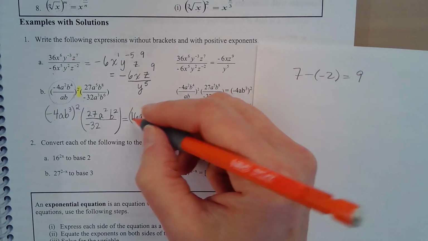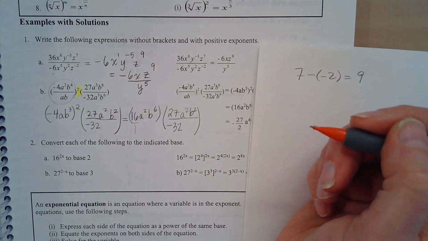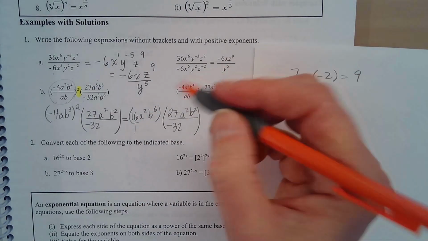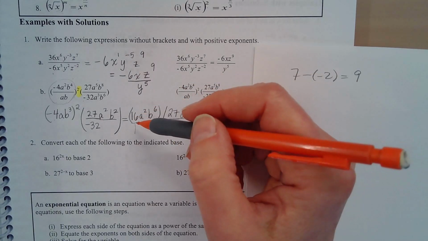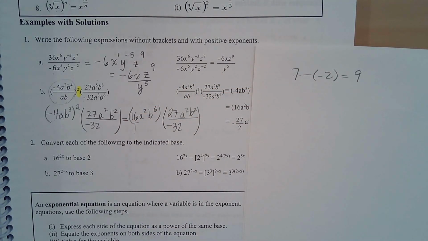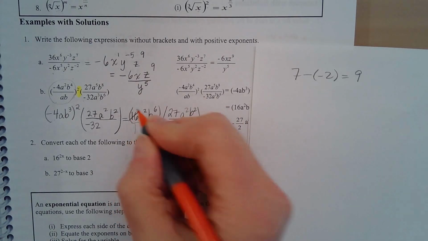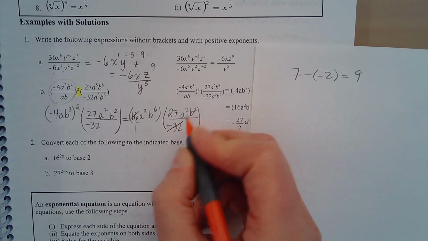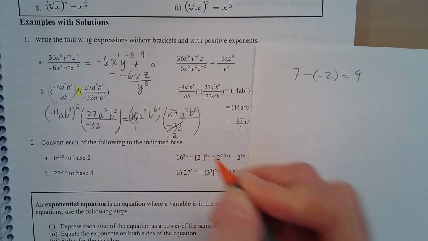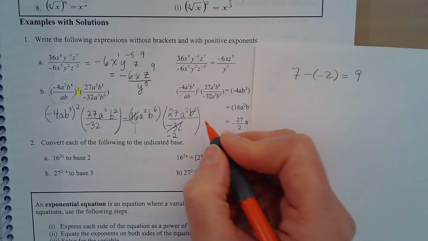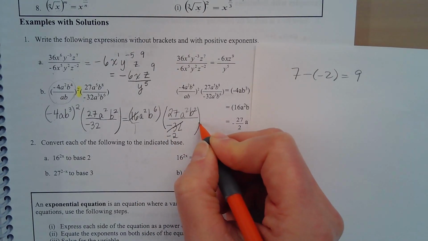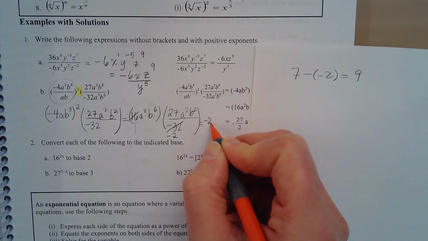When you're multiplying fractions, this is like a 16 over 1, right? I can cancel any number on top with any number on the bottom. I can do factoring out, right? So the 16 cancels out nicely. I'm left with negative 2, right? So my final answer will be negative 27 over 2.